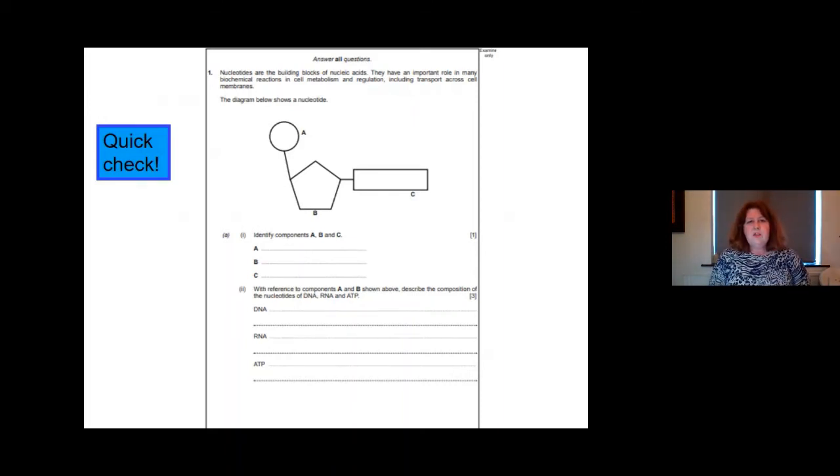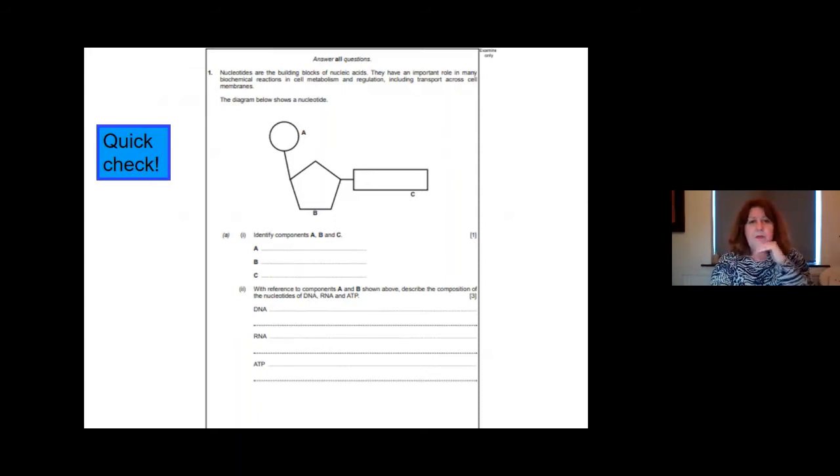What we're going to do now is look at a past paper question. So just a quick little check now for ourselves. What you can see here is a question which basically says nucleotides are the building blocks of nucleic acids. So we're talking nucleic acids. They have an important role in many biochemical reactions in cell metabolism and regulation, including transport across cell membranes. The diagram below shows a nucleotide, so we know this is one of the monomers. And then it says identify components A, B and C, and with reference to components A and B, shown above, describe the composition of the nucleotides.